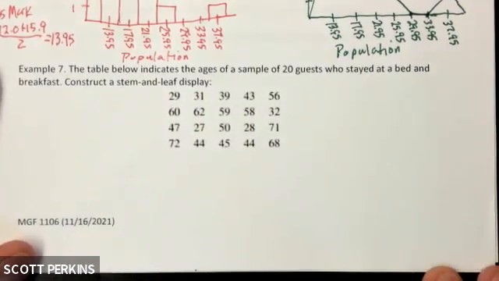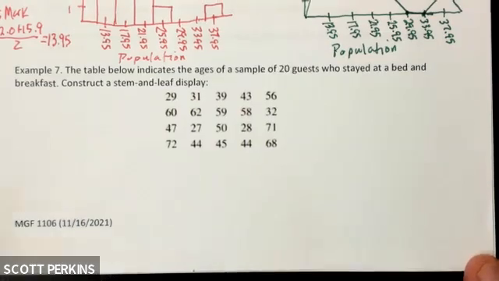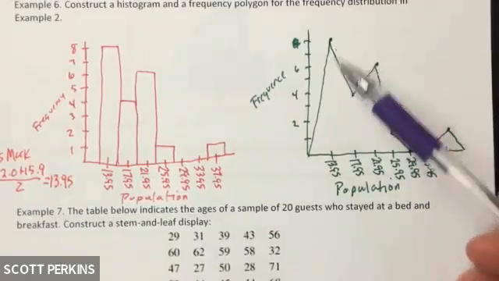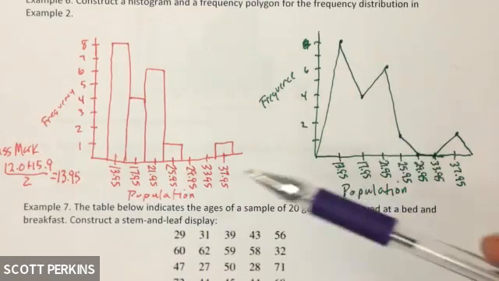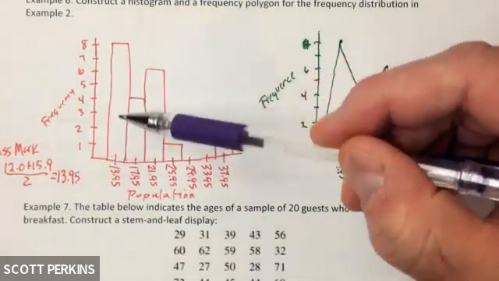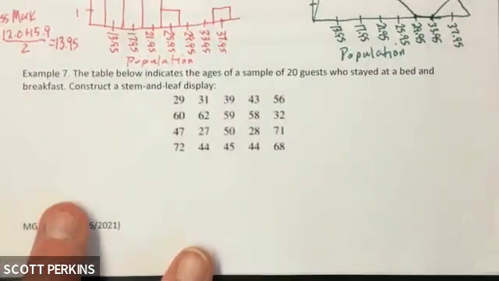A stem and leaf display actually does not involve a picture. The value of a stem and leaf display when you have just a small amount of data is that you actually retain the values of the data. Even though I know the frequencies, I don't know what any of the values are. I know I have 8 values in this bar, but I don't know what those 8 values are. So a stem and leaf display will retain the value.